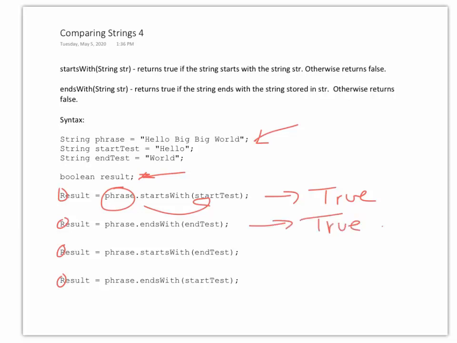But here we have result equals phrase dot starts with end test. So it's going to take this end test word world and see if our phrase starts with that. It does not, so we end up with a false answer here. And then we do the same thing in reverse. We check to see if our phrase ends with our start test, which we know it doesn't. So we end up with a false value here.